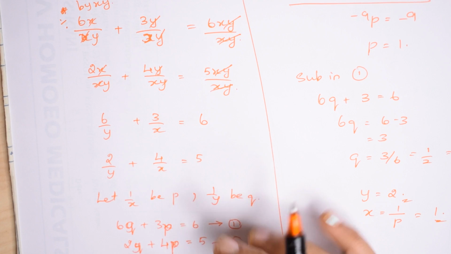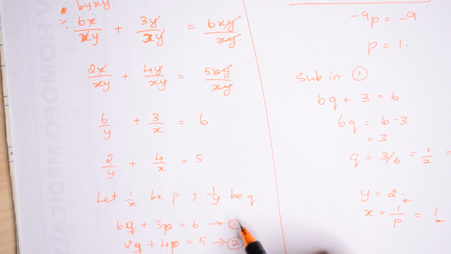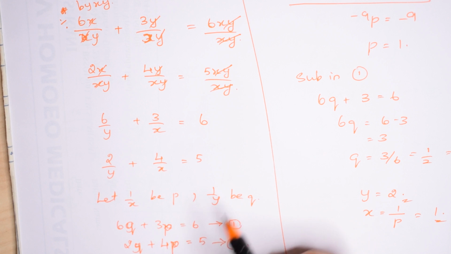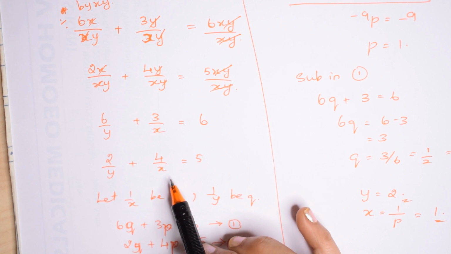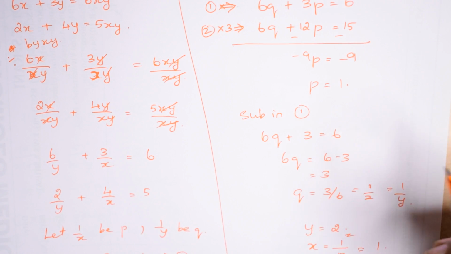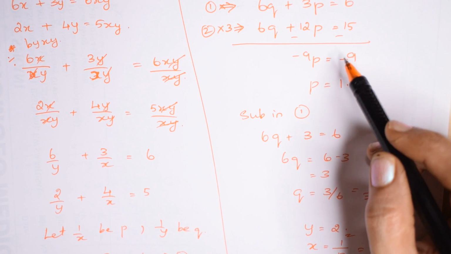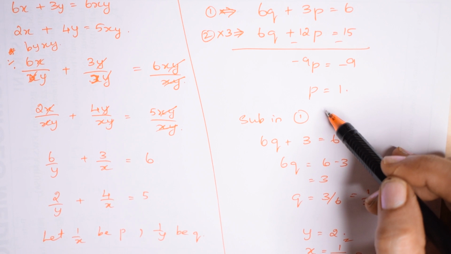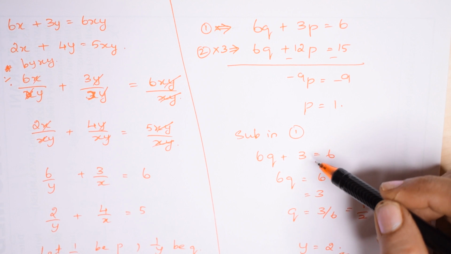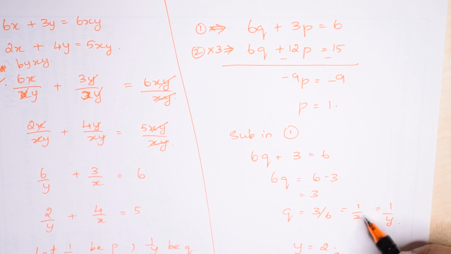Now in the place of 1 by x I am using p and in the place of 1 by y I am using q. The equation becomes 6q plus 3p is equal to 6, so first equation. 2q plus 4p is equal to 5, this becomes the second equation. The first equation I am keeping it like that. The second equation I am multiplying it with 3 and now by elimination method I am finding the value of p is equal to 1. When substituting it in the first equation I get q's value is equal to 1 by 2 and now I am equating that q's value to 1 by y and so y is equal to 2 and x is equal to 1.